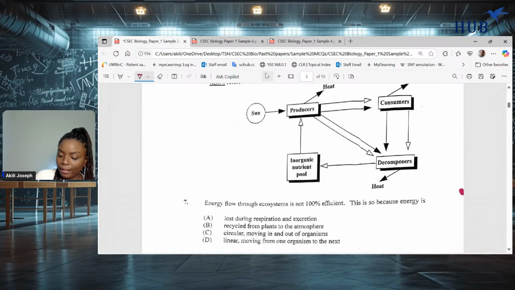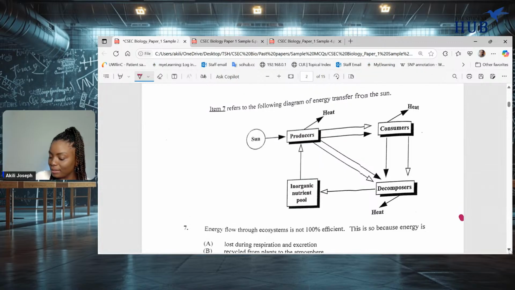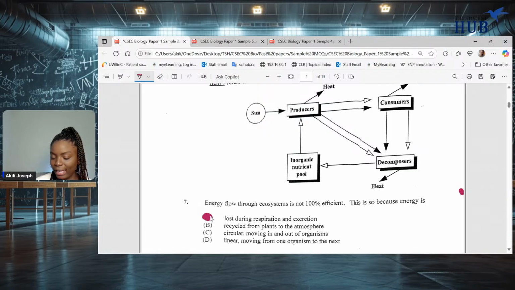Let me zoom out here. Item 7 refers to the following diagram of energy transfer from the sun, right? So energy flow through ecosystems is not 100% efficient. This is so because energy is, is it going to be A, lost during respiration and excretion, recycled from plants to the atmosphere, circular, moving in and out of organisms, or D, linear, moving from one organism to the next? Is going to be A, right? It is lost during respiration and excretion.